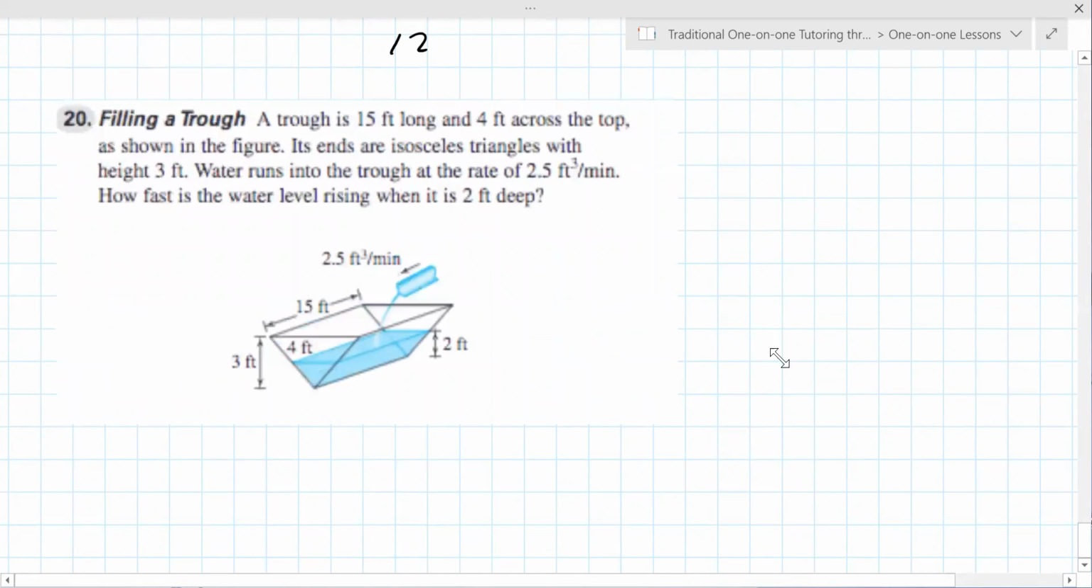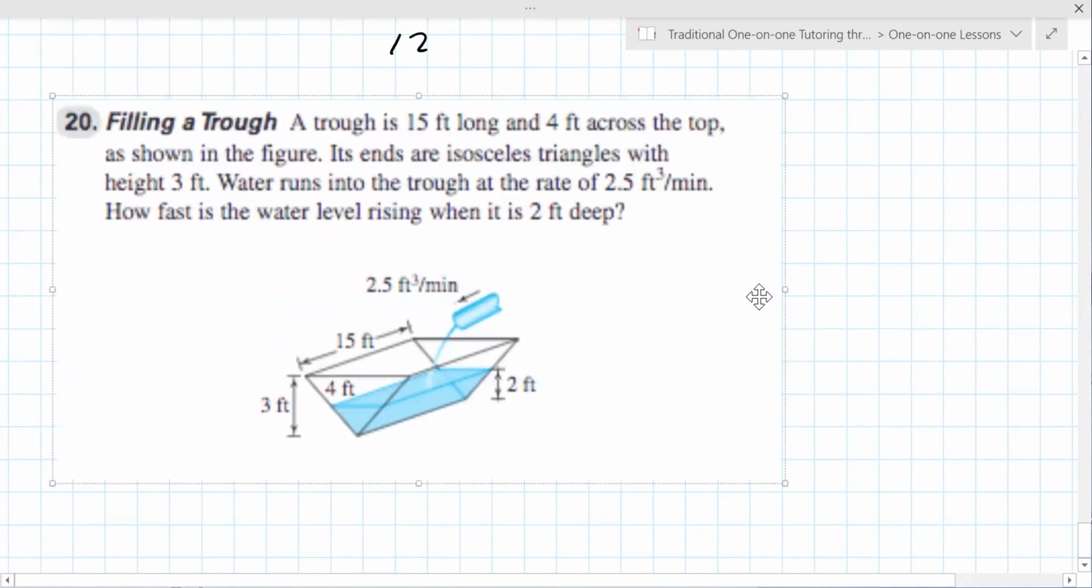Okay, a trough is 15 feet long and 4 feet across the top, as shown in the figure. Its ends are isosceles triangles with height 3. Looks like it's got a base there of 4. Water runs into the trough at a rate of 2.5 feet cubed per minute. So that's a little bit new, but that's your V prime right there. It's giving you the derivative of it. And it says, how fast is the water level rising? We'll call that H prime when H is 2 feet deep.